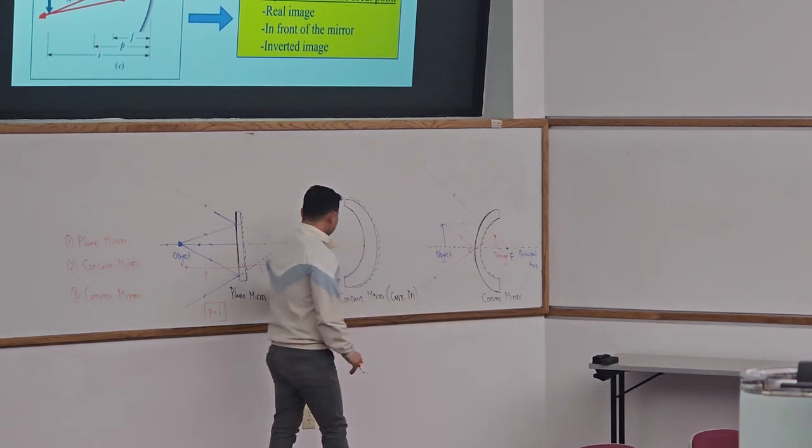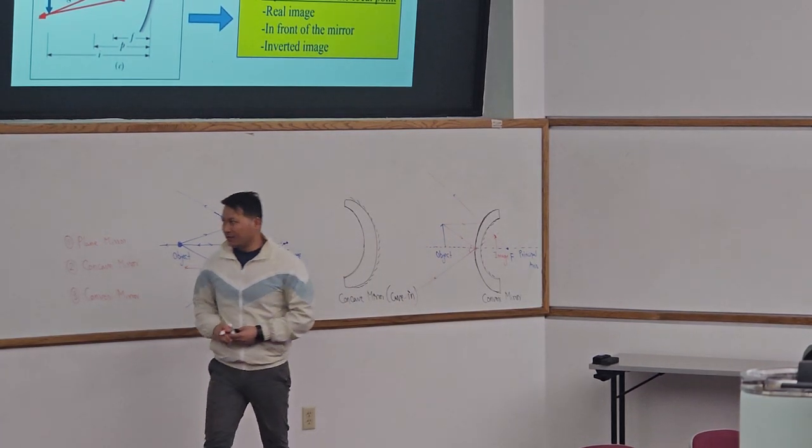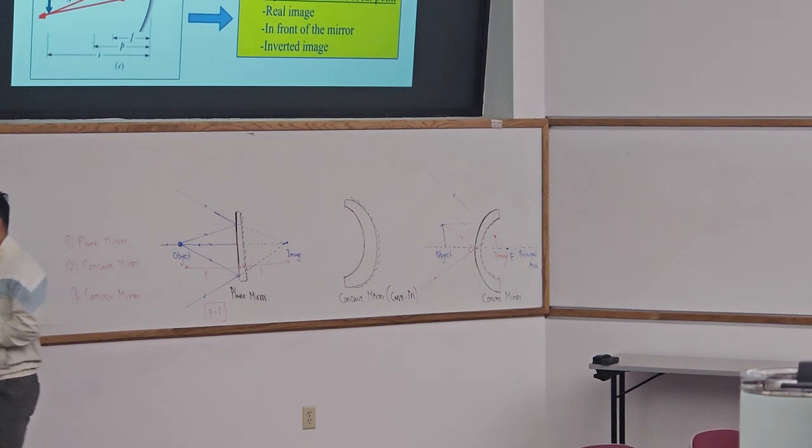Okay, so let me go back to the concave. The concave is a little bit tricky. It depends on where you place an object. So I'm going to revise before I start the new topic today. We have a concave mirror, the mirror axis, the principal axis.